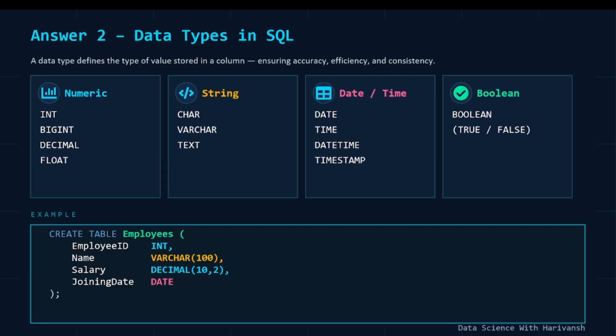Using the wrong data type can lead to storage waste, data loss, incorrect calculations, or performance issues. That is why understanding SQL data types thoroughly is an essential skill for any data professional.